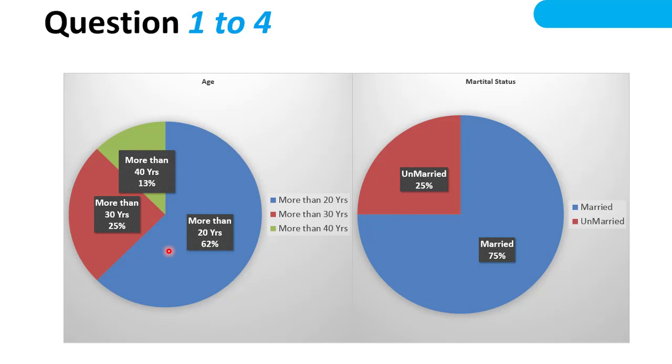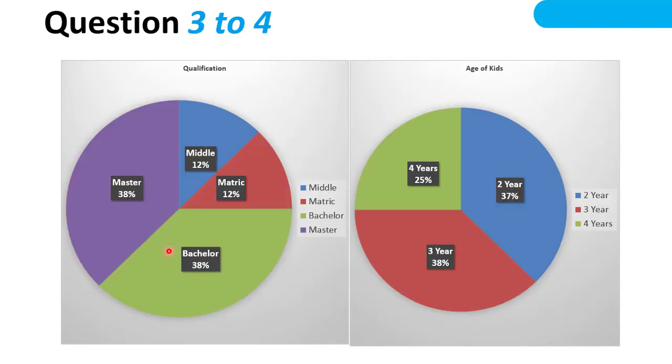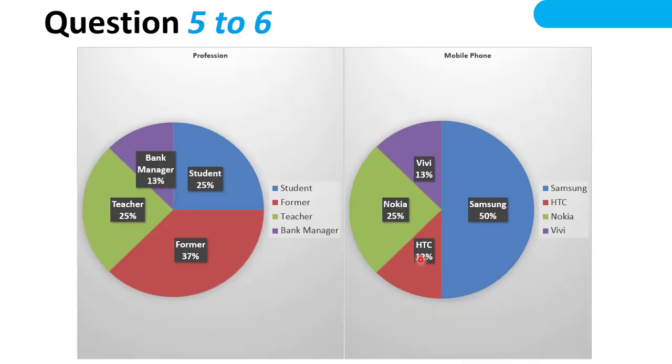Well, the marital status: married persons are 75%, unmarried are 25%. Qualification: those who have done masters, 38%, 38% bachelor, 12% matric, and 12% middle. Now the age of the kids: 4 years 25%, 2 years 37%, and 3 years 38%.